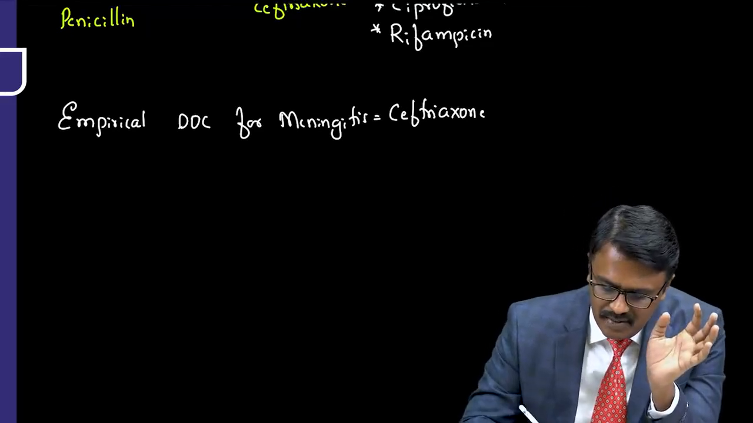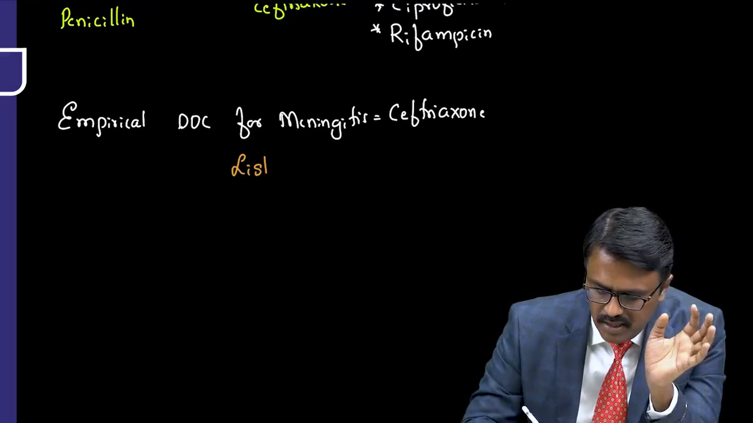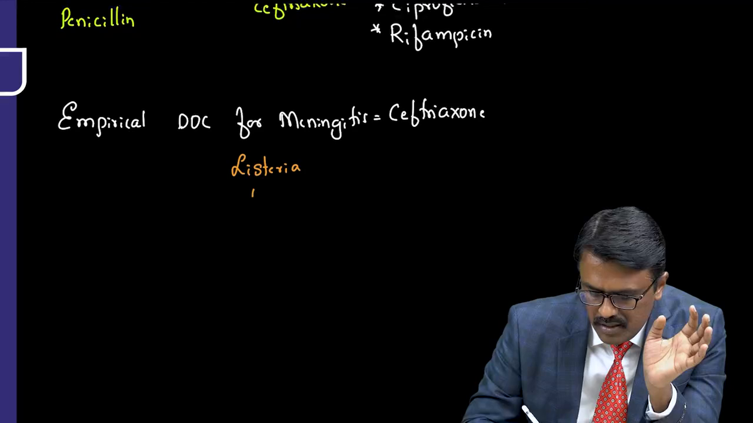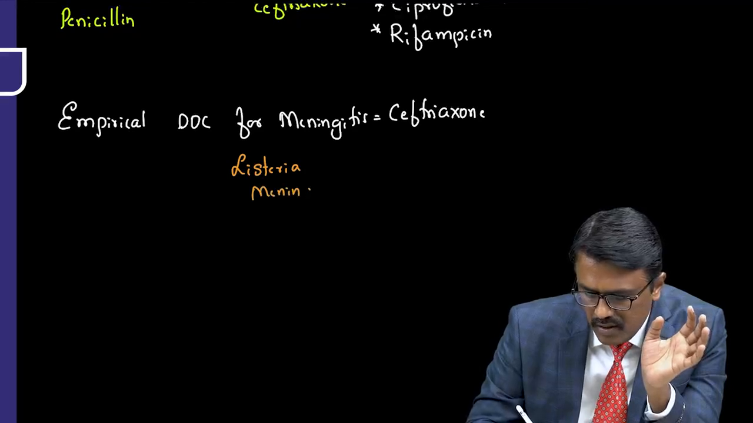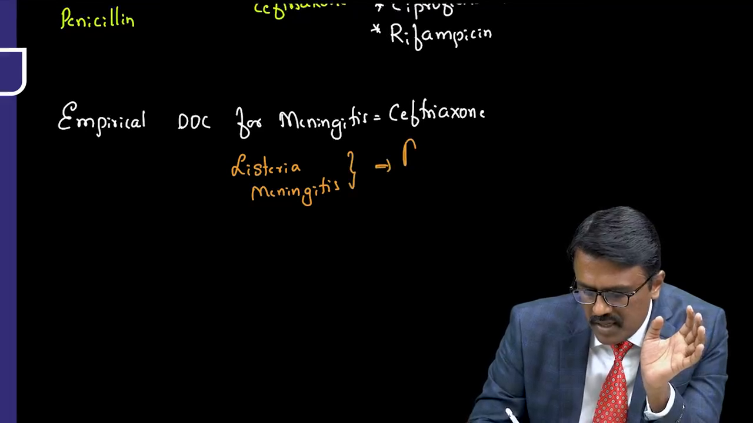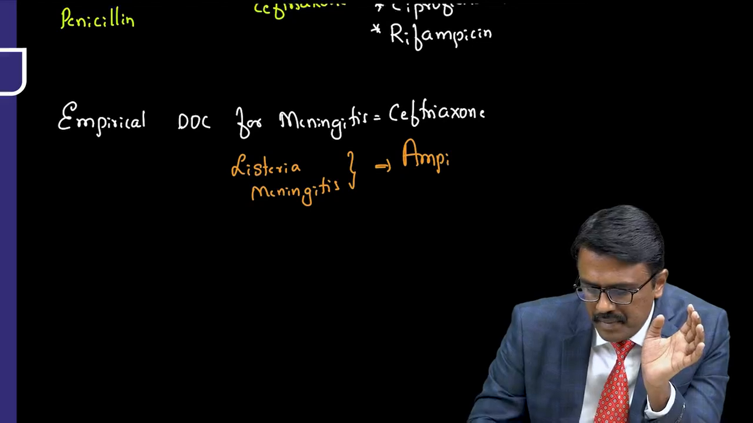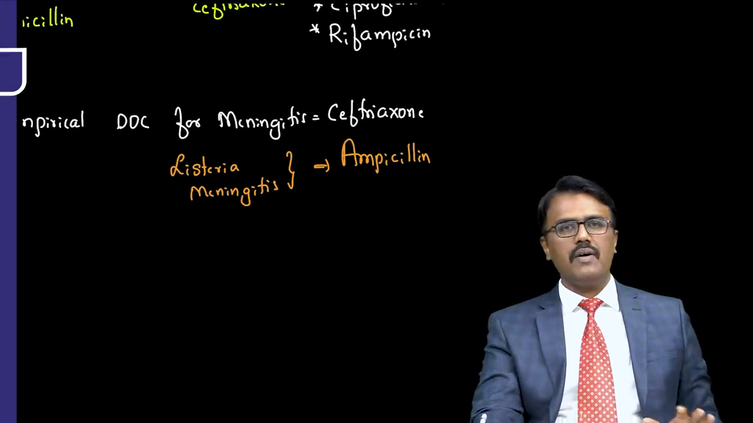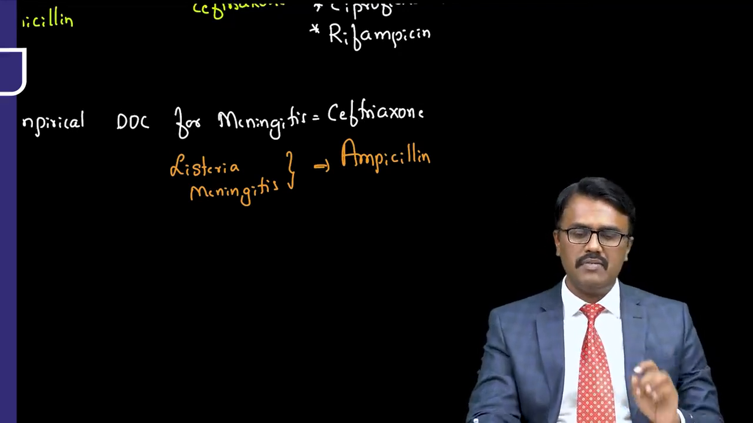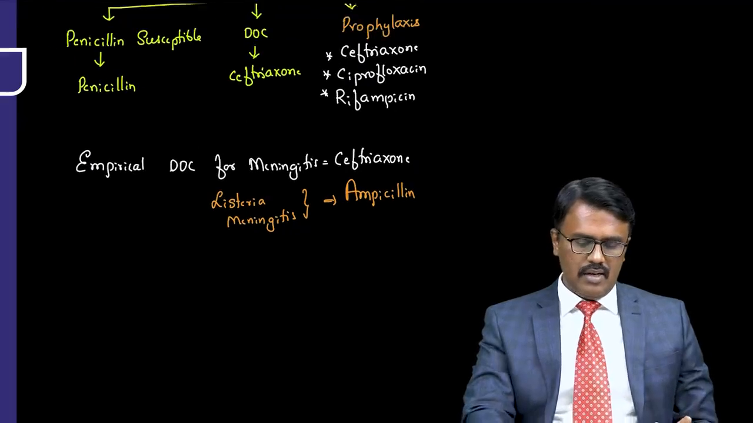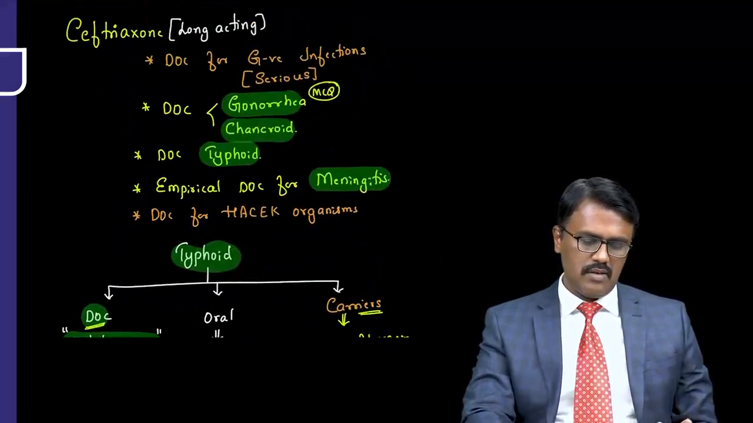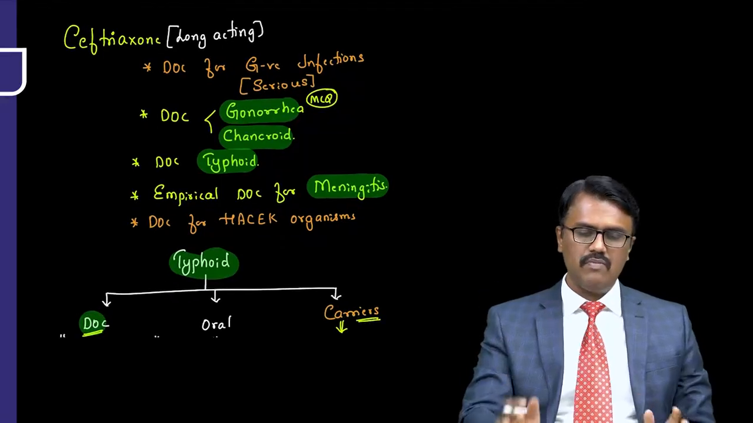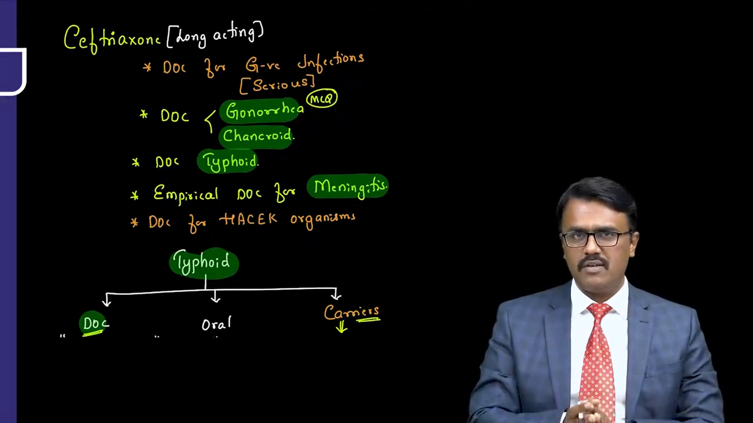That is, if the meningitis is because of listeria. So if it is listeria meningitis, then you have to change the treatment, and the treatment will be ampicillin. Otherwise, most of the bacteria causing meningitis can be treated with ceftriaxone. Very, very important. So this is the importance of ceftriaxone. Never miss this drug for your exam.